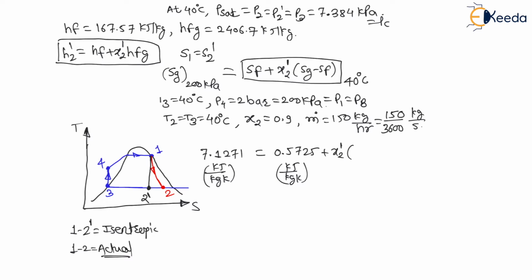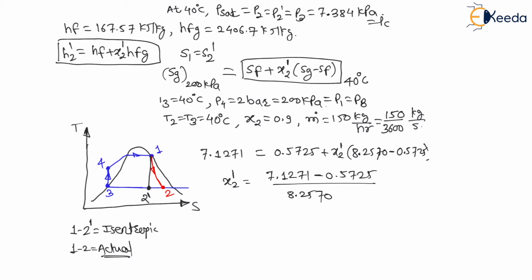Plus x2 dash is unknown. Now again from the steam table at 40 degrees Celsius, the SG value is 8.2570 minus SF, which we have already calculated as 0.5725. In this complete equation, the unit of entropy is kilojoule per kg Kelvin, and only x2 dash is unknown. So x2 dash will be equal to 7.1271 minus 0.5725 divided by 8.2570 minus 0.5725. From this I will get x2 dash equal to 0.853. That is quality at 2 dash. For isentropic expansion at the turbine end, the quality will be 0.853.